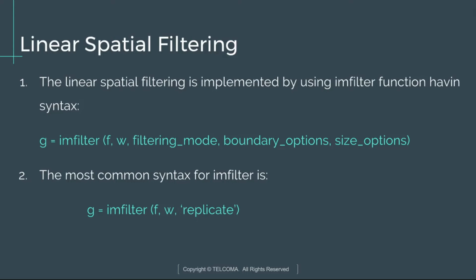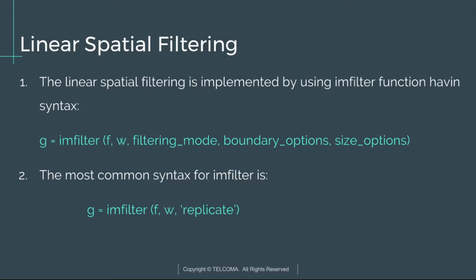In this, f is the input image, w is the filter mask, g is the filtered result. The filtering mode is specified as CORR for correlation, this is by default, or as CONV for convolution. The boundary options deal with the border padding issue, with the size of the border being determined by the size of the filter. The size options are either same or full.